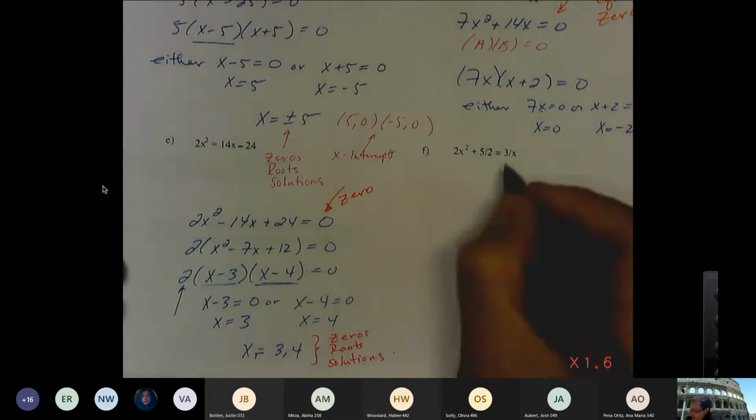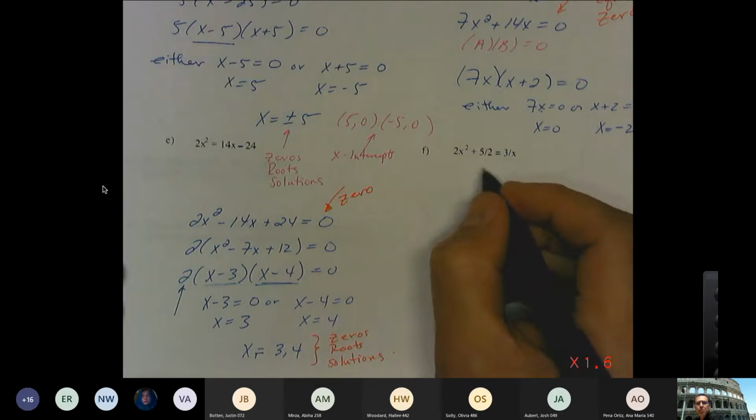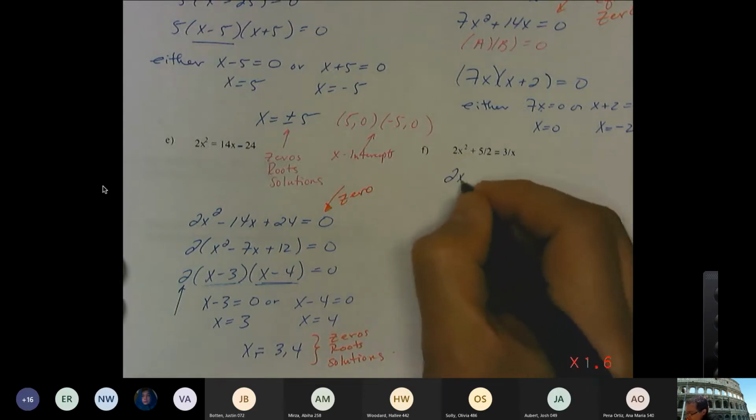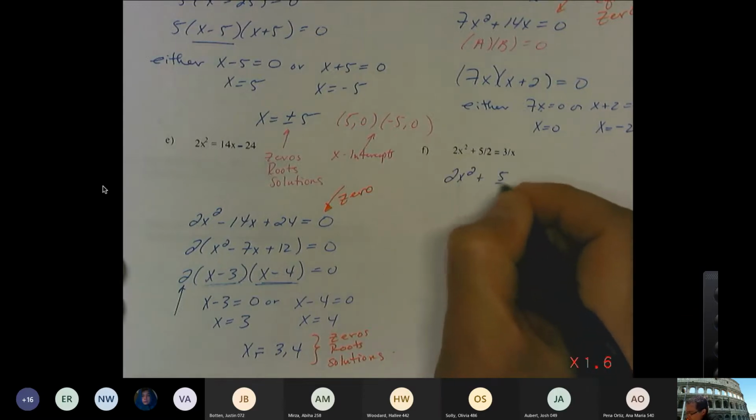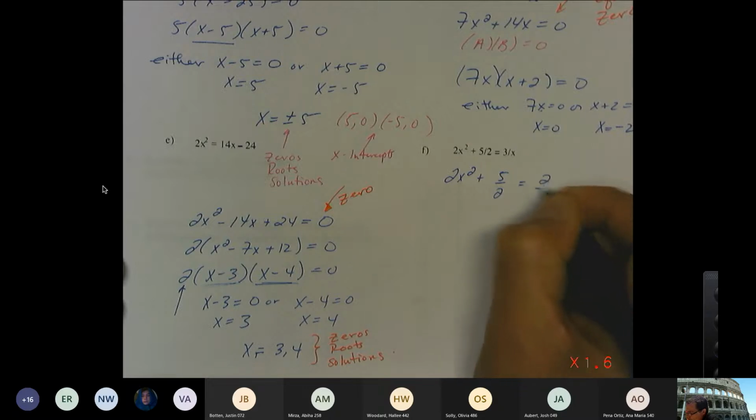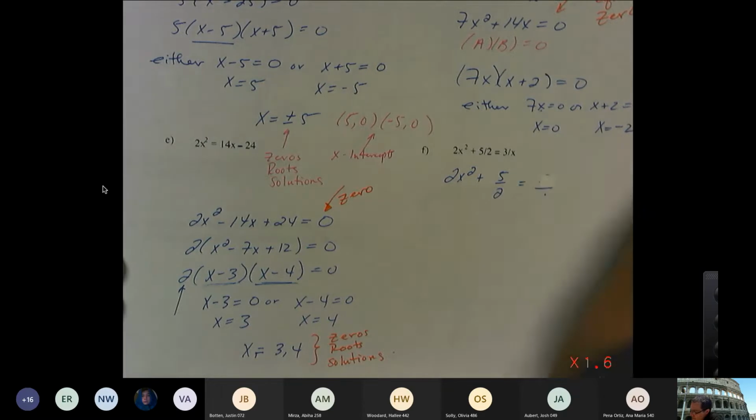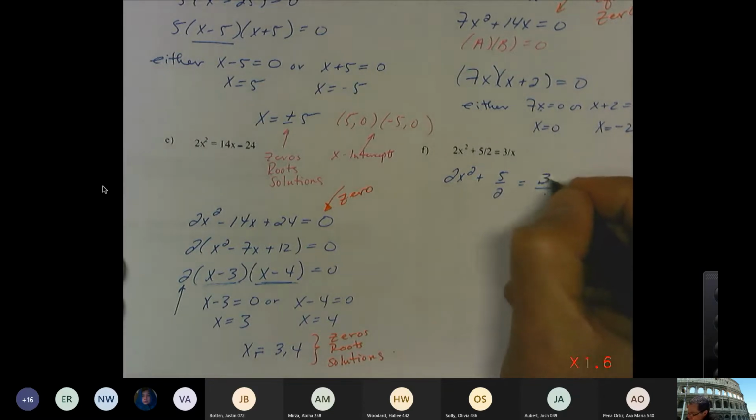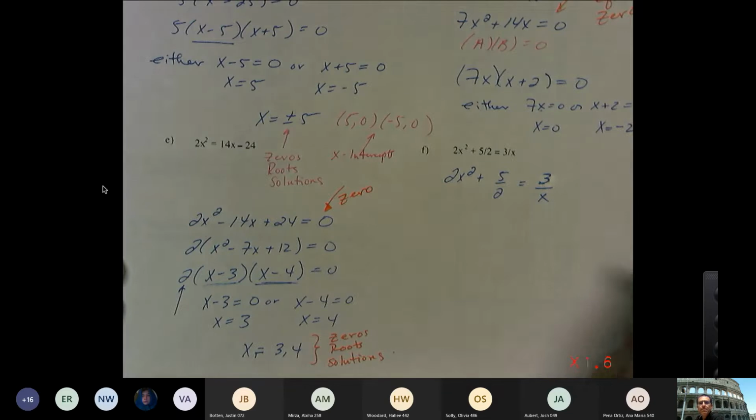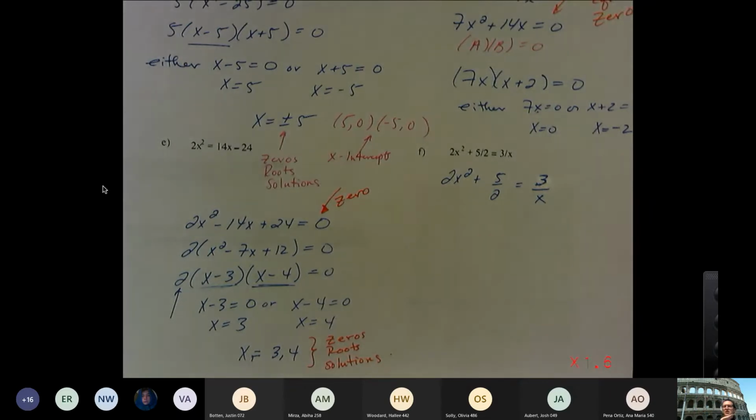The next one, I had a bit of a hard time with the computer program I was using. So let me write it out a different way, so maybe it looks a little bit more like I want it to look. That should be a 3. There we go. So it's 2x squared plus 5 over 2 equals x over 3.